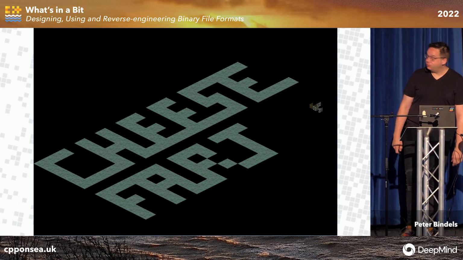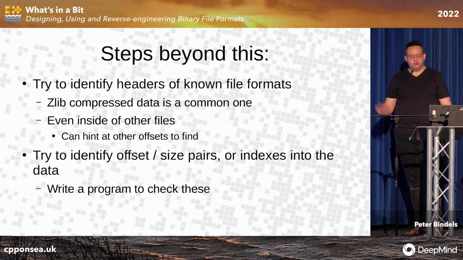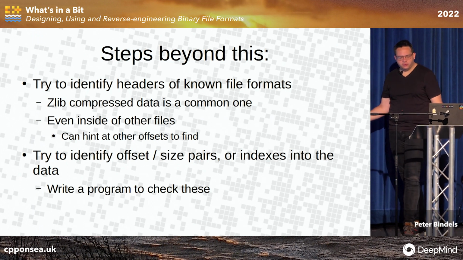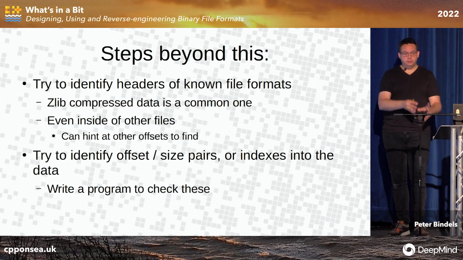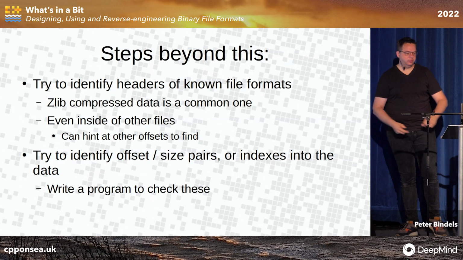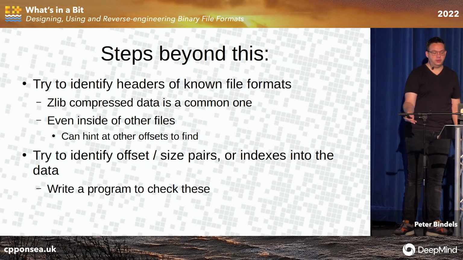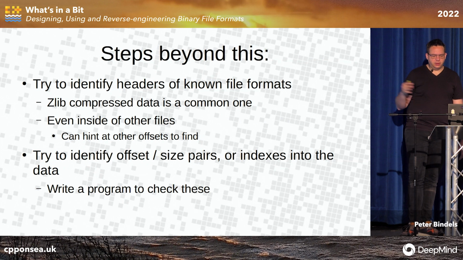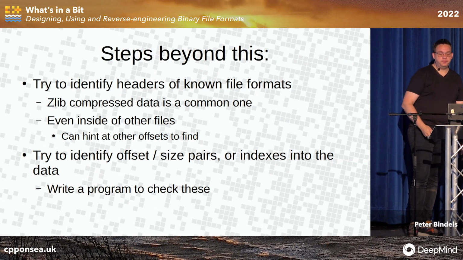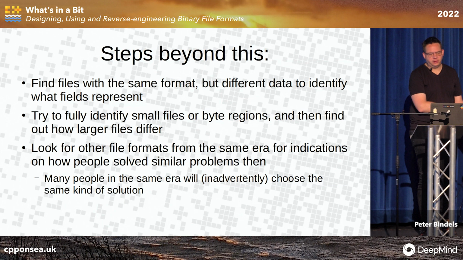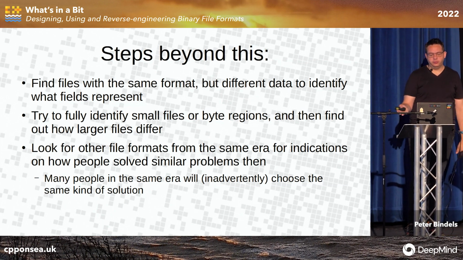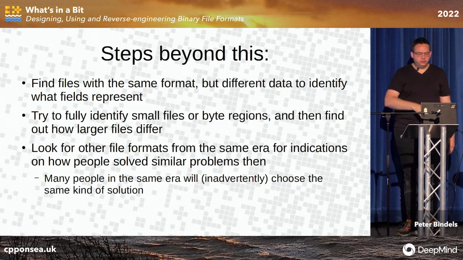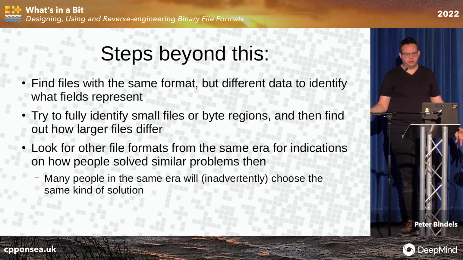Ah well. So going beyond this, we can try to identify if there's any kind of common file formats in here. If there's zlib compressed data inside your file, maybe there's some data files inside other data files. Sometimes people put PNG files in a different kind of file. We try to identify offsets and size pairs or indexes into data. We find different files with the same format, the different data to see what the fields might actually represent. We just try to invalidate our own assumptions. We try to identify all the regions and find out how big files are different. And maybe somebody else solved something similar.